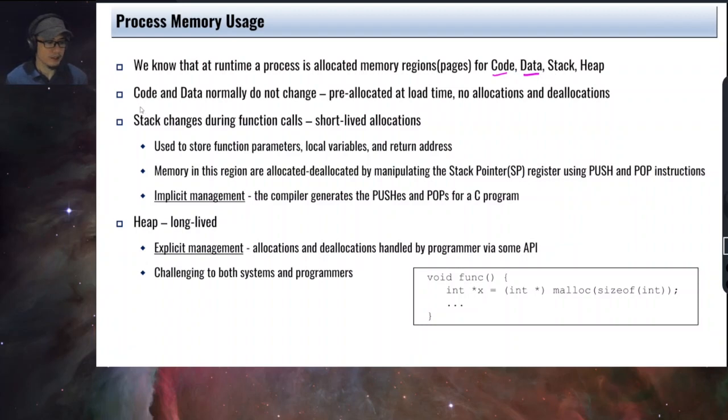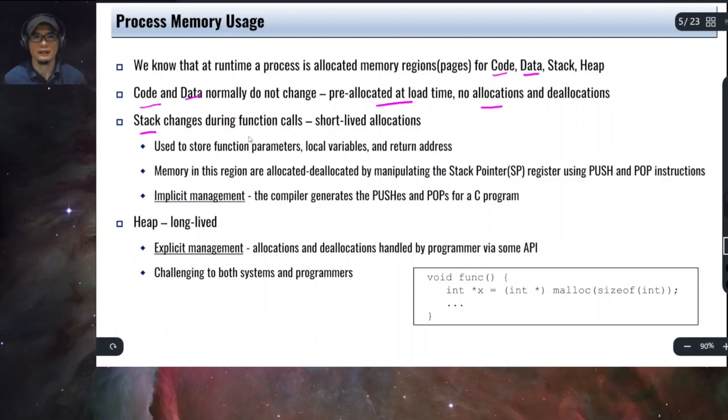the code and data sections normally do not change, because the moment they are loaded into the main memory, they remain static. They are usually read-only, except for the code part where you can execute whatever is in the code section. And they are pre-allocated at load time, and no allocations and deallocations will happen in the lifetime of the process.